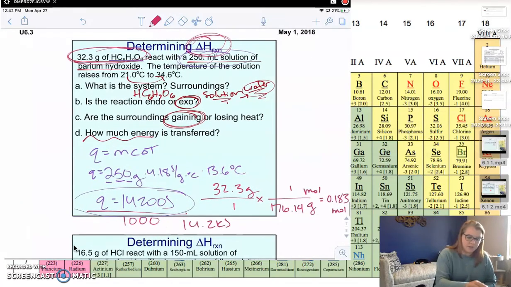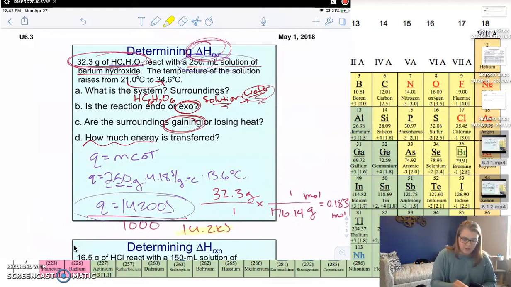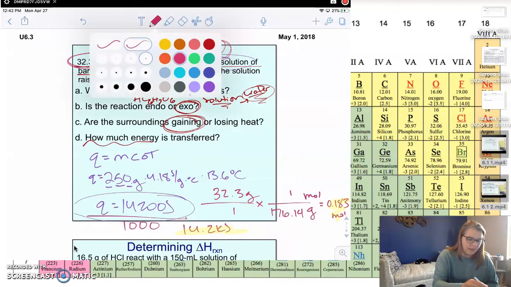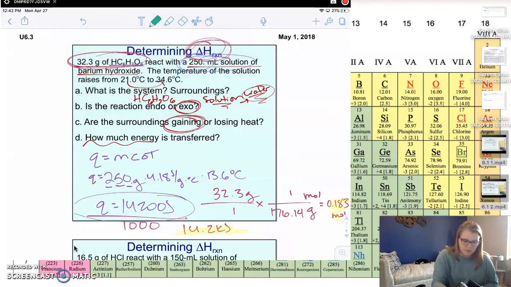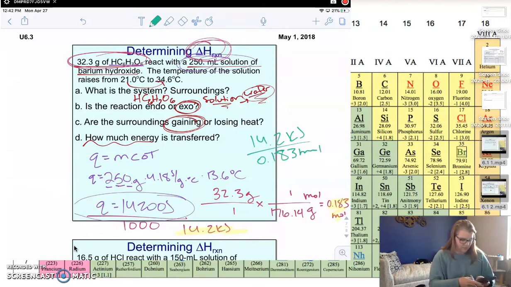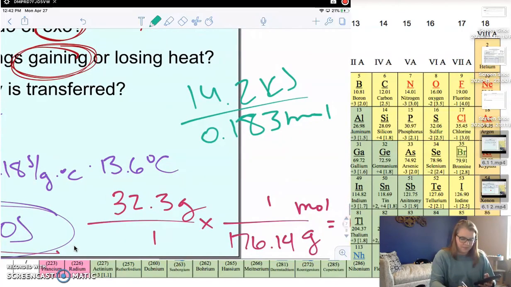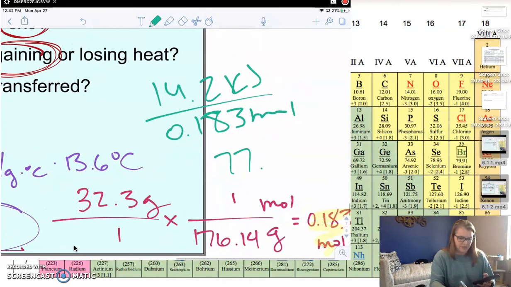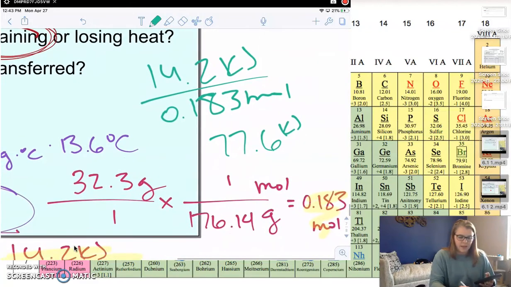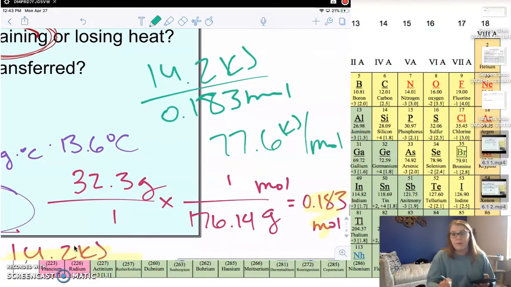Okay, I'm looking for delta H. I've got my kilojoules, I've got my moles. To get kilojoules per mole, just go ahead and divide them. So 14.2 kilojoules divided by 0.183 moles. I'm getting 77.6 kilojoules per mole. And then the last thing you have to ask yourself is, is this value positive or negative?